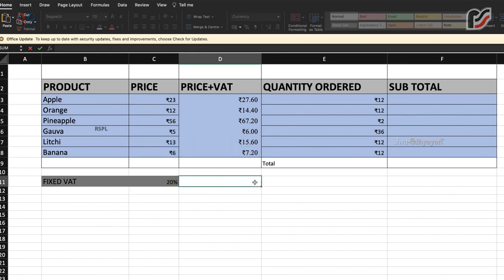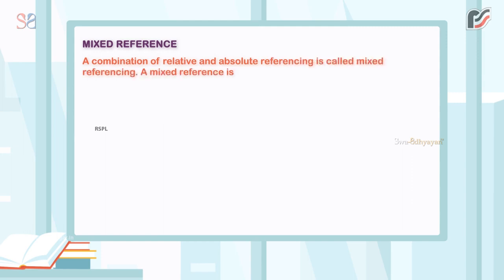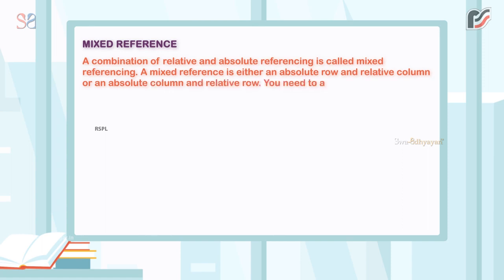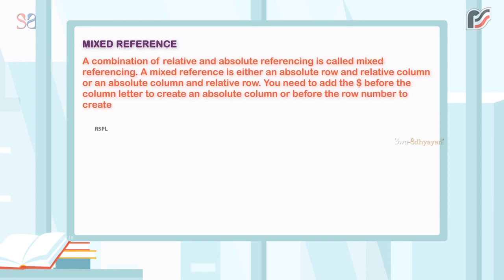With that, let's move on to the final type, that is mixed reference. A combination of relative and absolute referencing is called mixed referencing. Isn't that easy to remember? It is either an absolute row and relative column or an absolute column and a relative row. You need to add the $ before the column letter to create an absolute column or before the row number to create an absolute row.